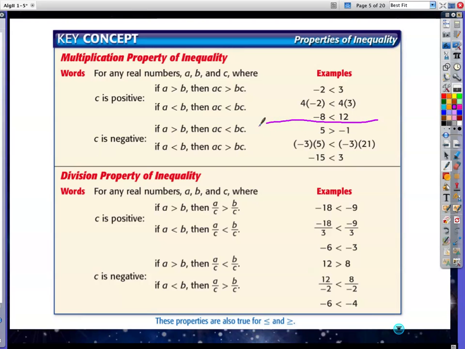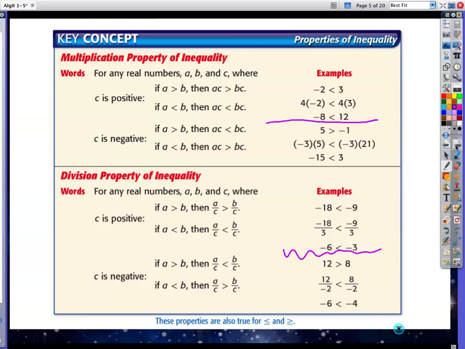So this one starts out 5 is greater than negative 1. Here we multiply both sides by a negative number, the sign switches. Same thing here with division. There's 2 problems here. We're going to divide by 3. Notice how the signs are the same. But here, when you divide by negative 2, your inequality changes.